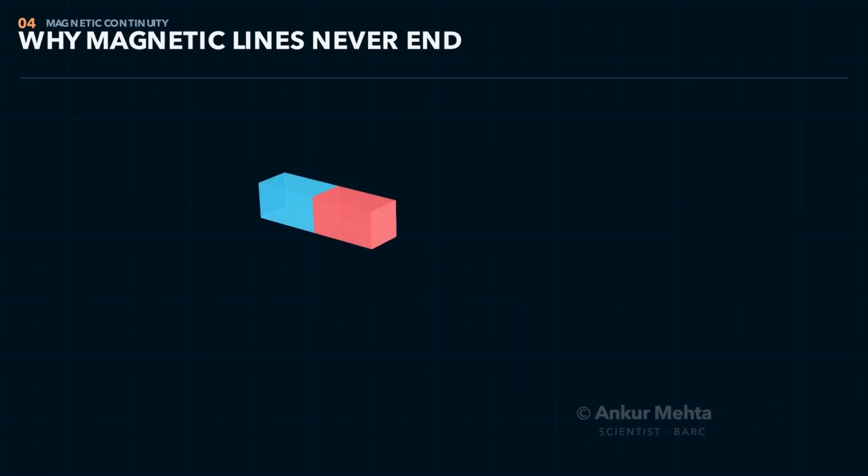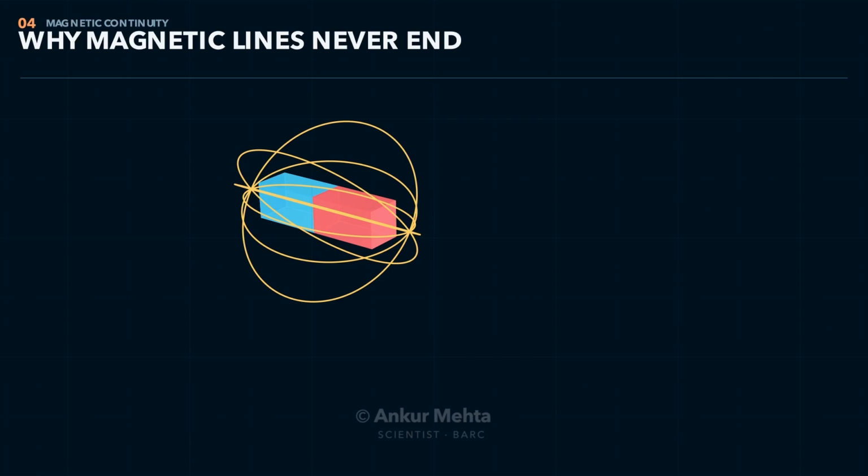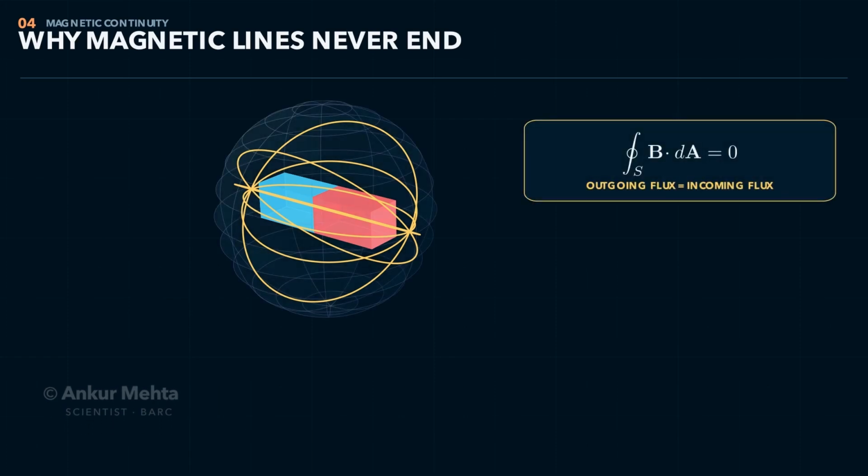Now surround a bar magnet with another closed surface. Magnetic field lines leave the north end, curve through space, enter the south end, and continue inside the magnet. Every line that exits the surface must return through it. The total magnetic flux through any closed surface is therefore zero. In differential form, divergence of B equals zero.